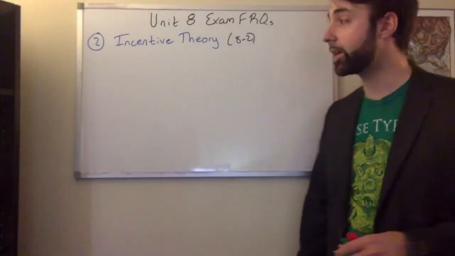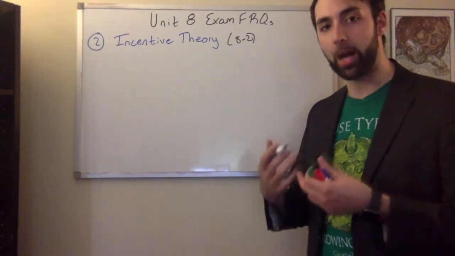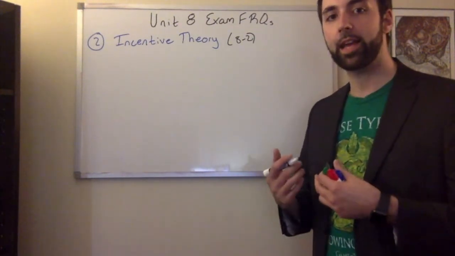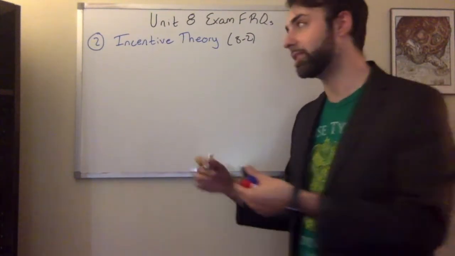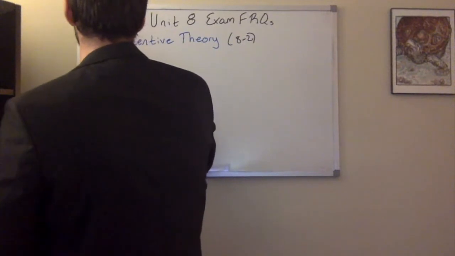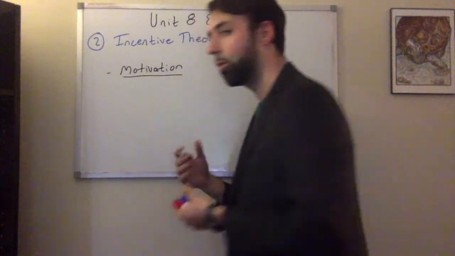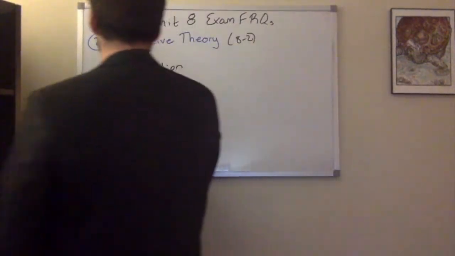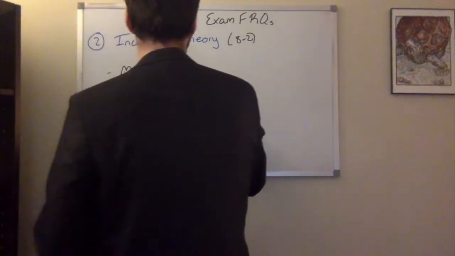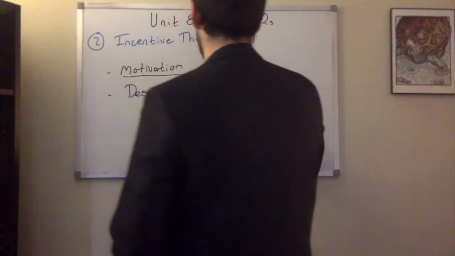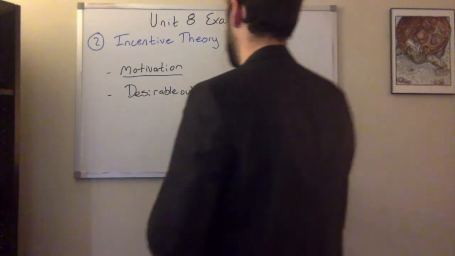The second bullet is what we call incentive theory. Incentive theory is very closely aligned with what we called operant conditioning back in Unit 6. The idea that if a behavior is followed by some type of desirable outcome, that behavior will continue. In this case, we're talking about motivation and motivation theory. The way you would approach this bullet would be to state that there's some type of desirable outcome that motivates a given behavior.